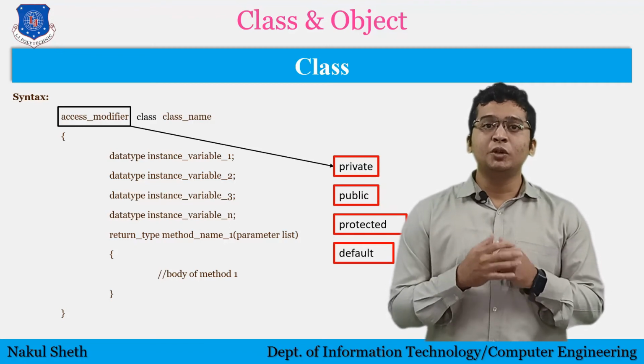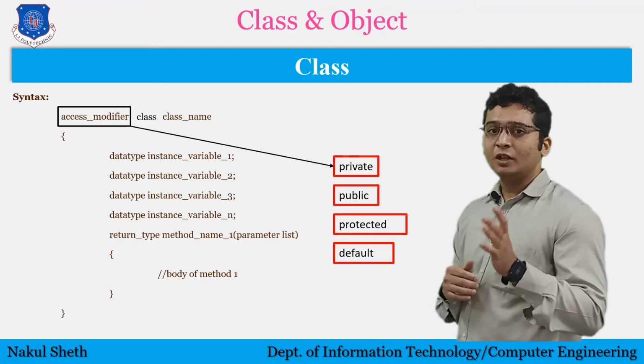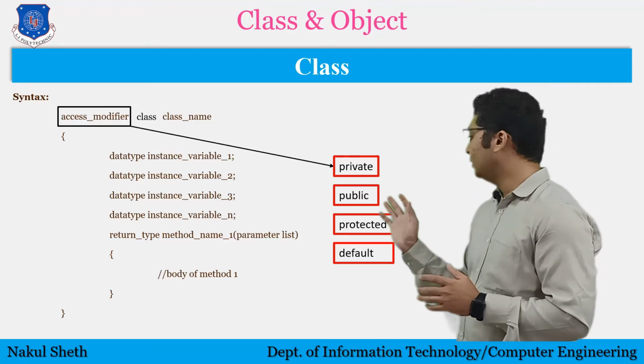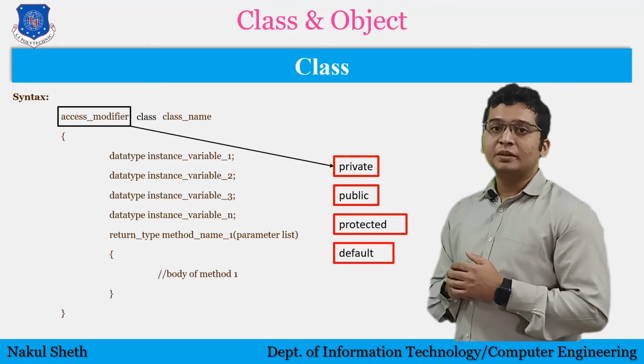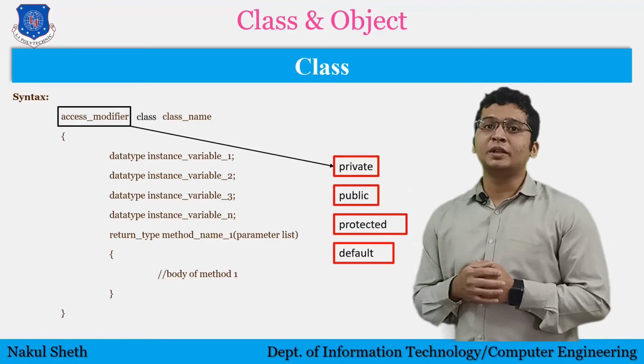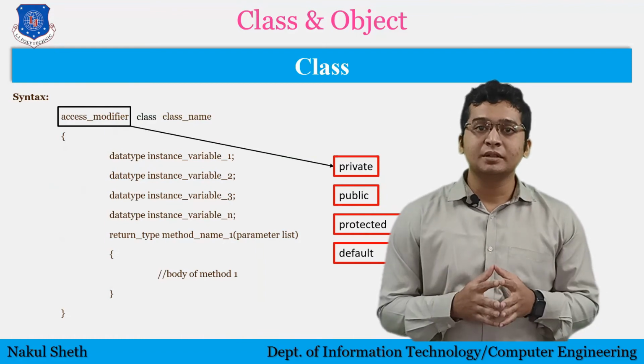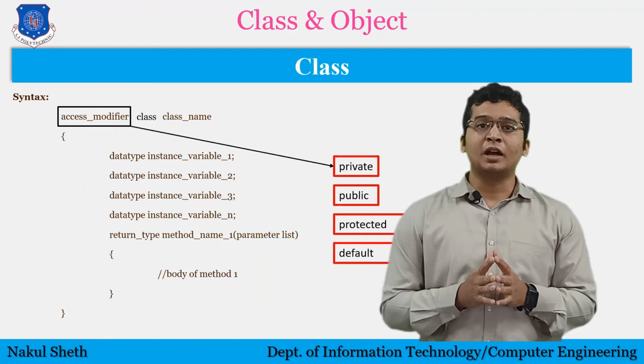So this is the way we can declare a class variable in Java: first the data type and then the variable name. Then we can declare a method using the return type, then the method name, and in brackets we can write the parameter list. So this is all about class.